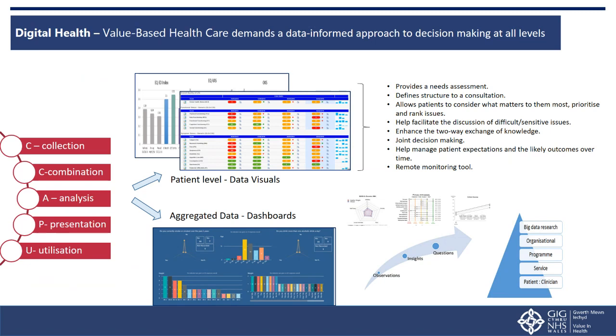You can also see at the top of the screen a list of ways PROMs can assist with informing individual care. So for example, it can help provide a structure to a consultation and act as a symptom tracker or needs assessment. It allows patients to consider what matters to them most before a consultation and can help patients to consider issues they may not have previously thought as relevant. It can also help facilitate the discussion of difficult or sensitive issues, as well as that two-way exchange of knowledge and decision-making.